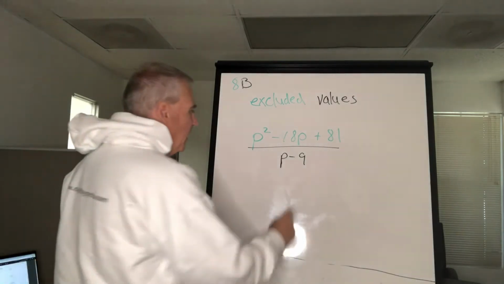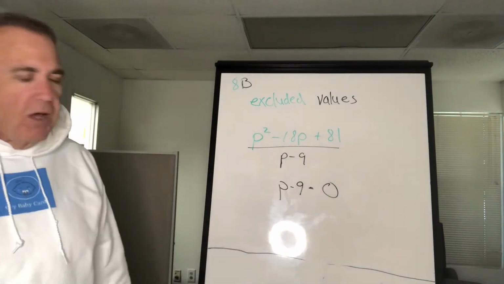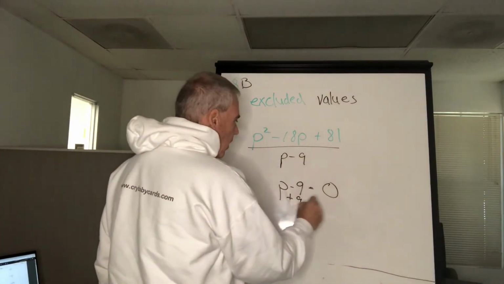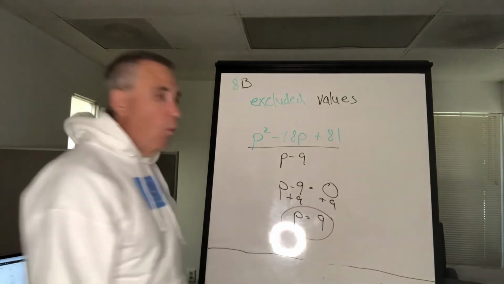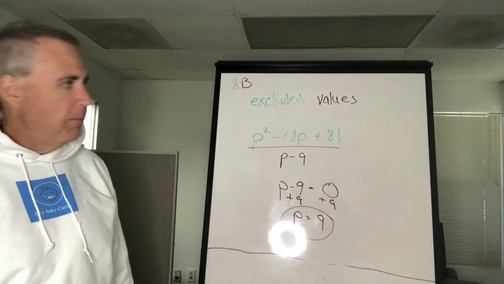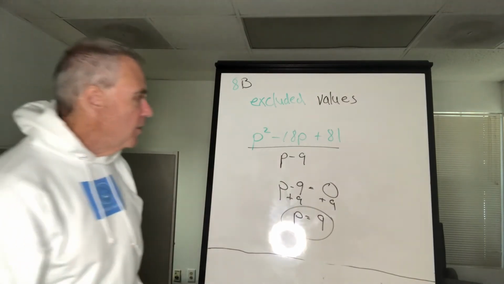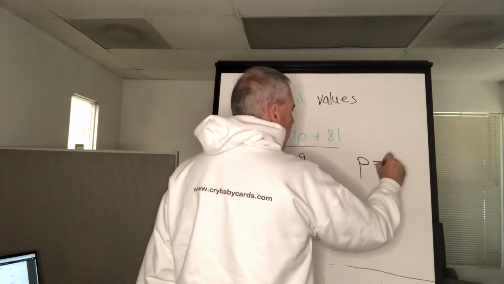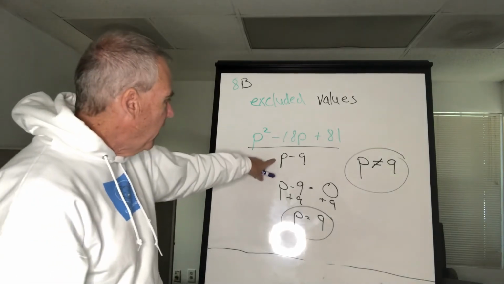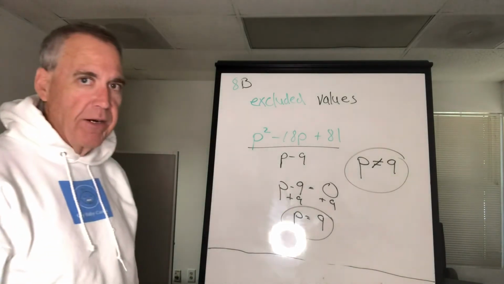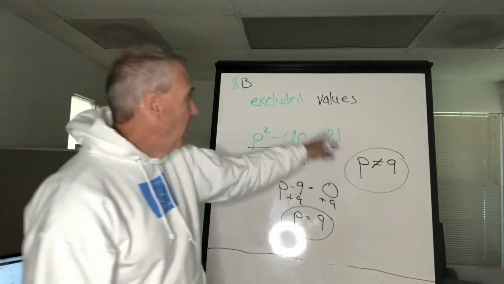We're going to take whatever's in the downstairs and we're going to set it equal to always the same number, 0, and just solve. So plus 9 and plus 9, p is equal to 9. 9 is the one number, it's like poison to this problem. If p is equal to 9, we got a problem. So the excluded value here is p cannot be equal to 9. Can't be equal to that number. You take the denominator, you make it equal to 0, and then just solve for that letter. We found p is equal to 9. That becomes our excluded value.